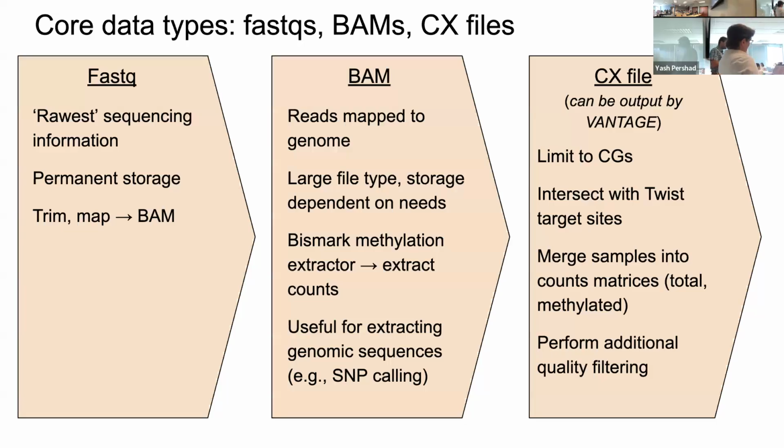If you were going to process a BAM, you would use Bismark methylation extractor, probably the most common software to use, and extract counts from that. BAMs are also useful because they've been mapped to the genome, so if you want genetic information or want to perform SNP calling, you would use a BAM.